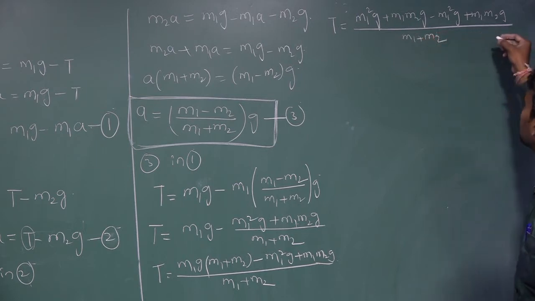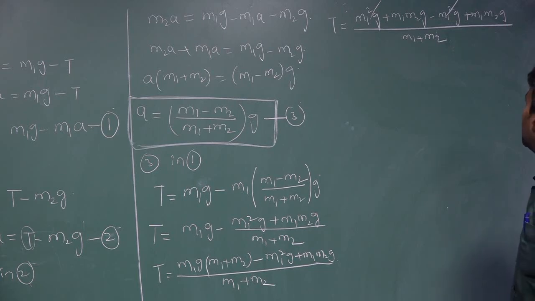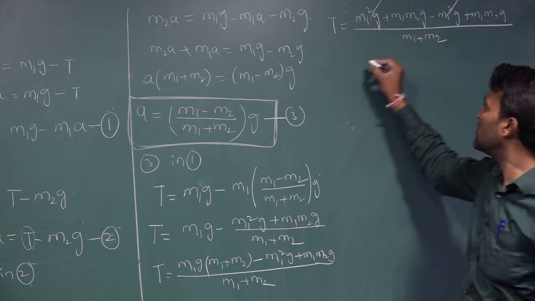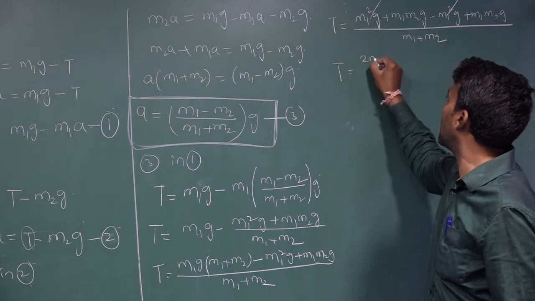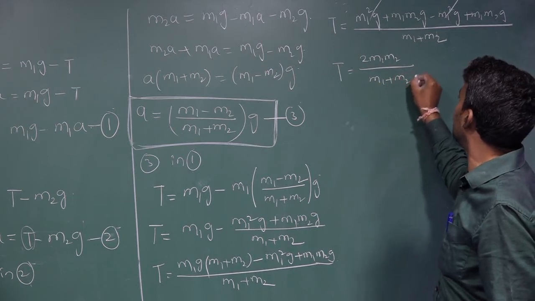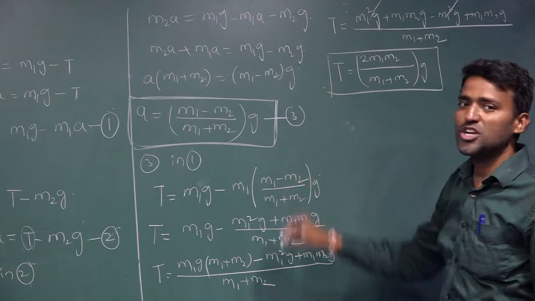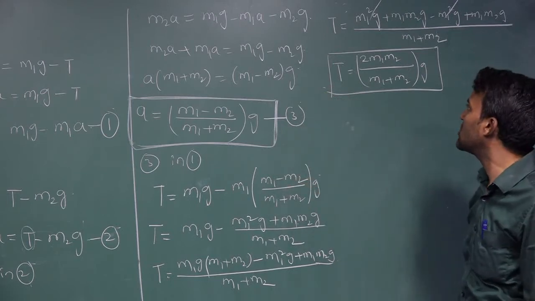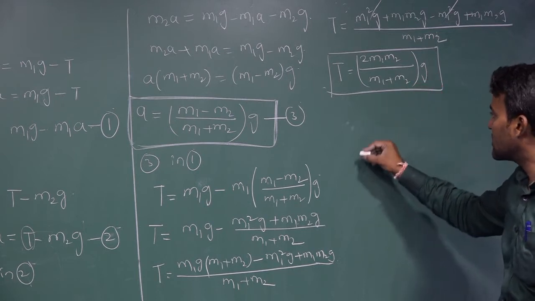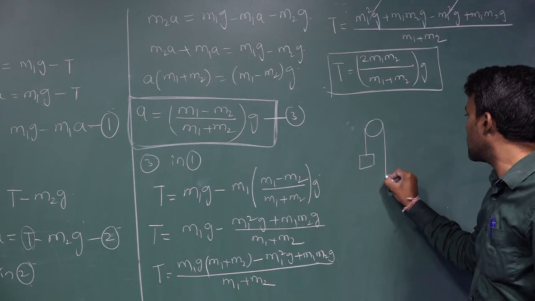In this, what can get cancelled? These two get cancelled, and m1 m2g plus m1 m2g is 2 m1 m2g. So 2 m1 m2 divided by (m1 plus m2), into g, is the tensional force in the string. T is equal to 2 m1 m2 divided by (m1 plus m2), into g. Further, see here we have taken pulleys like this. It is a frictionless pulley.